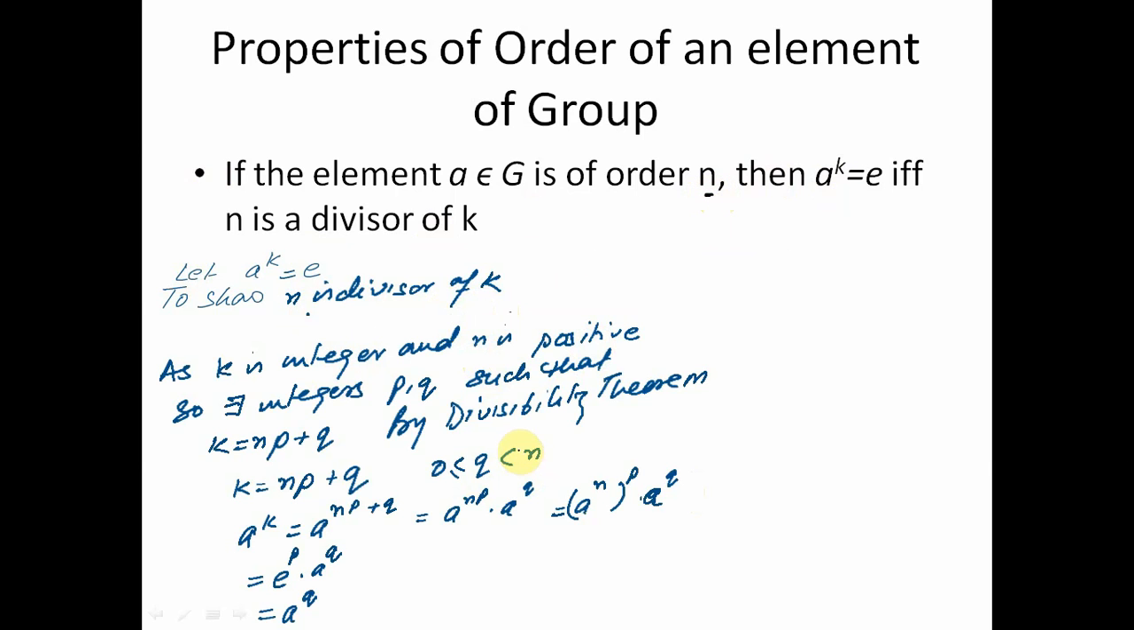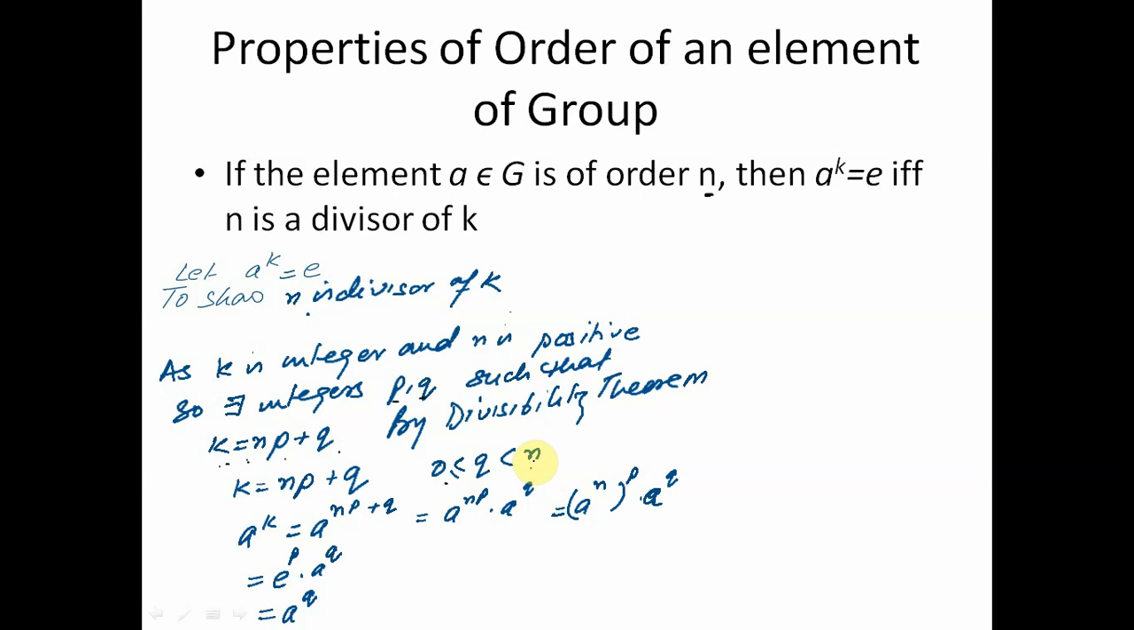So by the divisibility theorem, we can say that there exist integers p and q such that k is equal to np plus q. That means when I'm dividing k by n, I'm getting p as quotient and q as remainder. So k is equal to np plus q, where q is greater than or equal to 0 and less than n. You divide anything by n, you can get the remainder from 0 up to n minus 1.